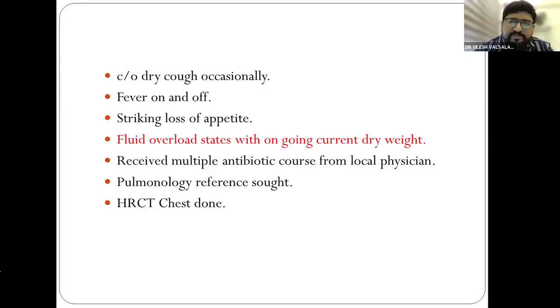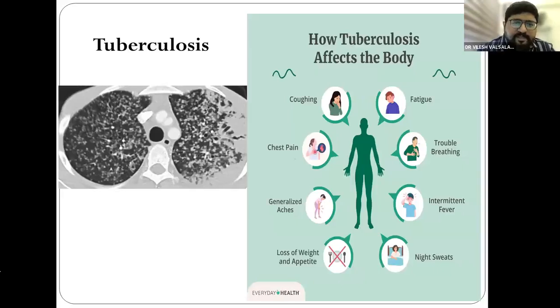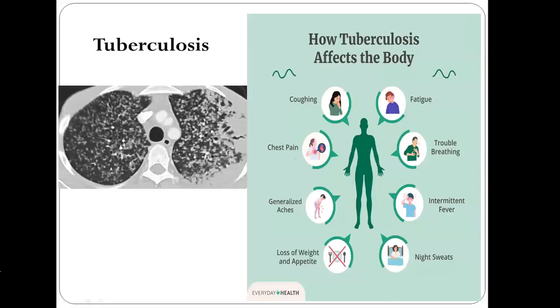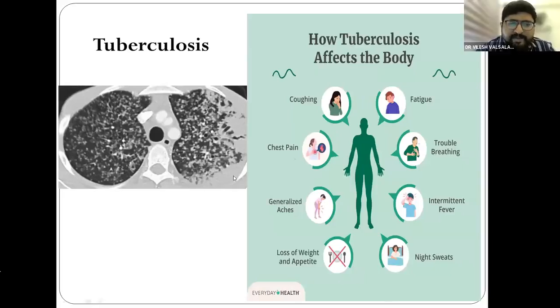a pulmonology reference was sought by the local physician. The doctor advised an HRCT chest because of the ongoing dry cough. When the CT chest was done, the diagnosis was tuberculosis. There were shadows in the apical regions, which you can see on the CT, for which he had to do a bronchoalveolar lavage because the sputum was not showing any acid-fast bacilli.